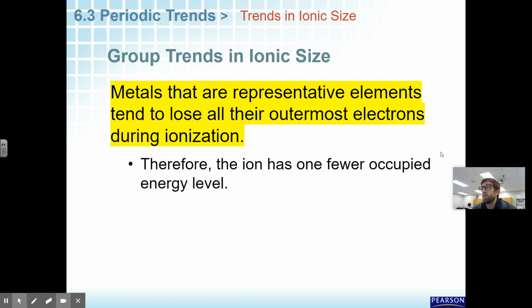Metals that are representative elements tend to lose all their outermost electrons during ionization. What this means, and you'll understand this more next unit, is that they're going to lose the number of electrons it takes to get back down to the last energy level. Sodium, in group 1, would lose 1 electron. Magnesium, in group 2, would lose 2 electrons, and aluminum, in group 13, would lose 3 electrons to get back down to the last energy level.